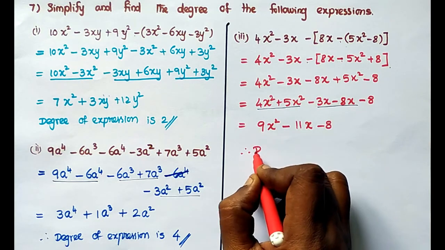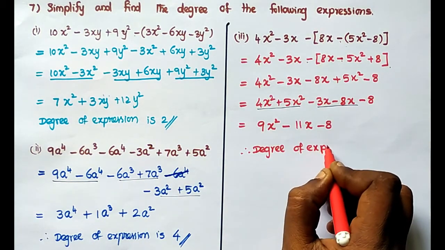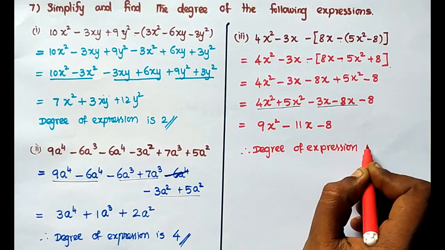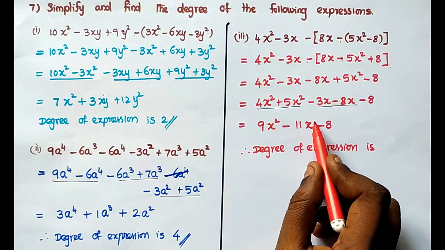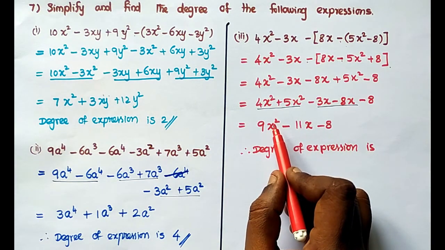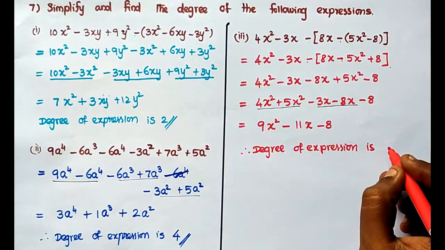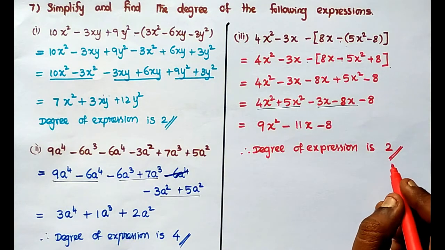Now the degree of expression. Degree of expression, here power is 2, here 1 and here 0. So which one is the highest power? That is 2. So that is the degree of expression. That is the answer.